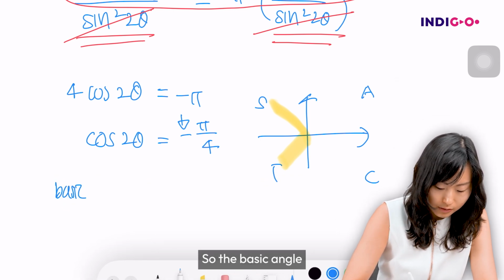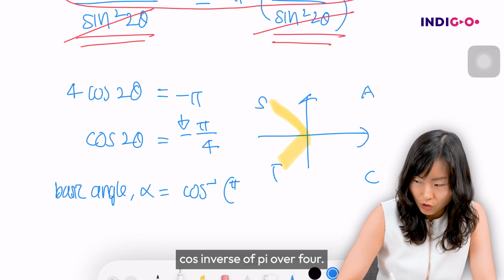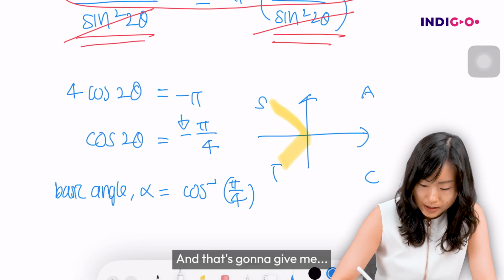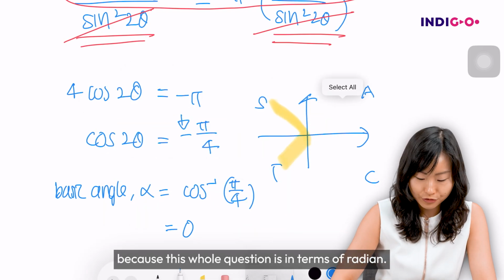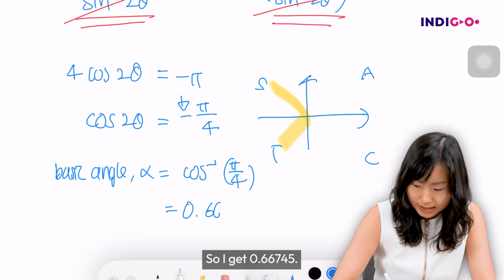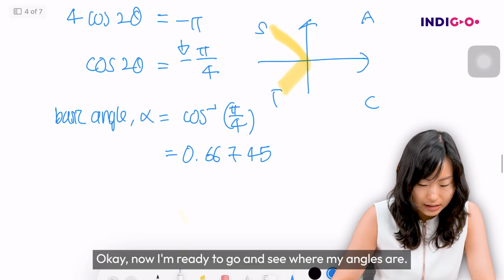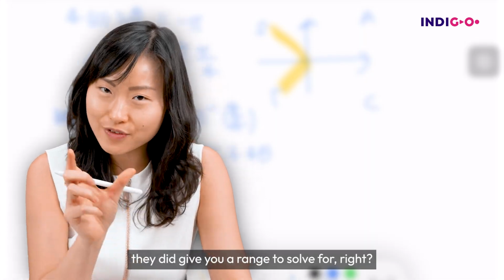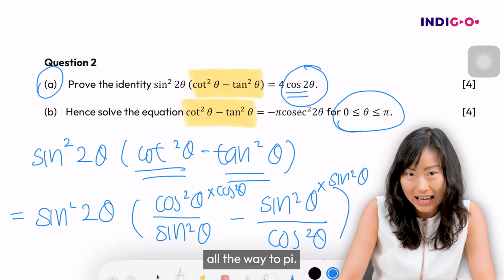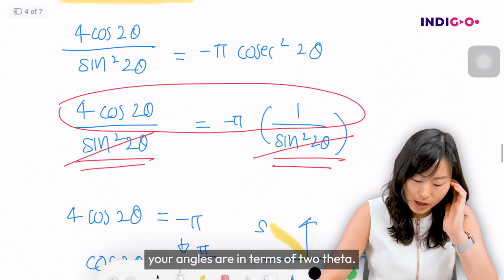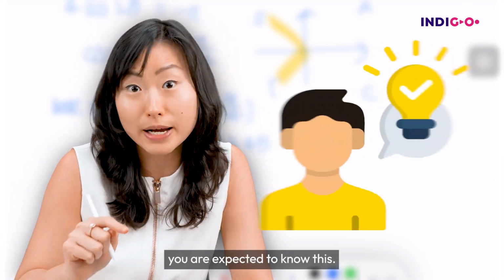So the basic angle, I'm going to call it alpha, will just be cos inverse of pi over 4, and that's going to give me, please remember to change your calculator to radian mode because this whole question is in terms of radians, so I get 0.66745. Okay, now I'm ready to go and see where my angles are. Remember in the beginning of the question, they did give you a range to solve for, right? It says I need to solve from 0 all the way to pi. But right now, your angles are in terms of 2 theta, so you need to go and adjust the range. Nobody's going to tell you, you are expected to know this.